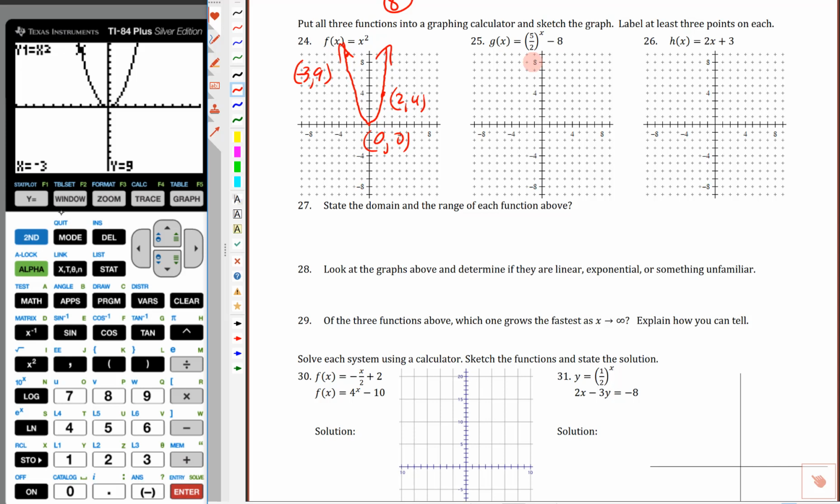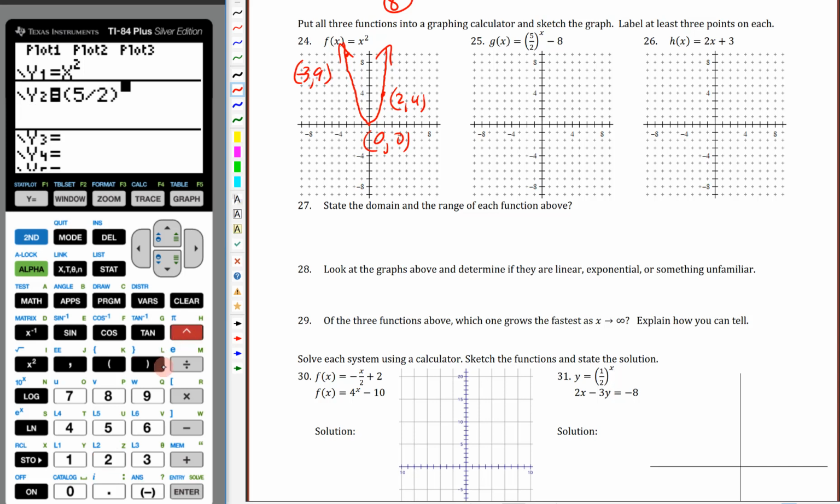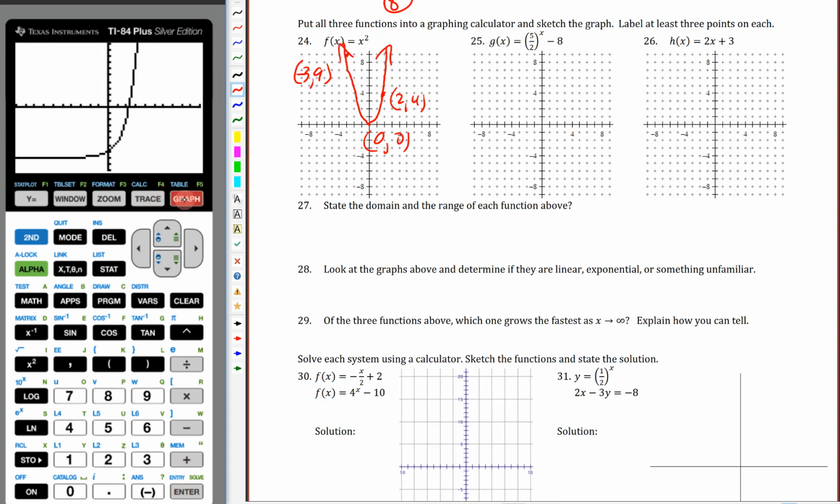Okay, let's see. Let's take a look at this one. So we're going to come back to the y equals menu. I'm going to turn that off, because we do want to eventually put all these on the same one, and we're going to do parentheses 5 divided by 2, raise that to the x, and then it says minus 8. So let's see what that looks like. We'll go ahead and hit graph. Okay, so this is an exponential shape. I mean, we have a base that's a number, and then the variable is in the exponent, so that is an exponential.